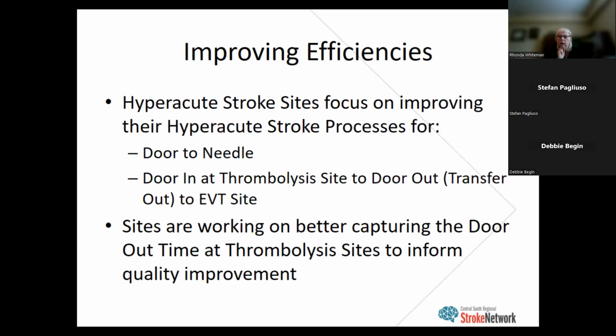And with our endovascular cases, again, to the first question at the beginning of the presentation to Steph, how long does it take patients from when they presented at our referral hospitals to get to the general? It's really looking at how we can quickly improve the time from when they arrive at our thrombolysis sites to the time we transfer them out to our EVT center, and how we can best capture that door out time to inform our quality improvement, because it's something that is not documented well. So we're looking at how we can improve that door out time.